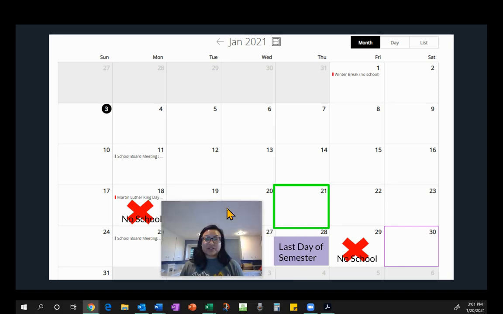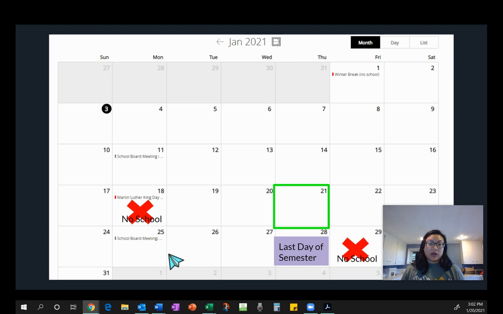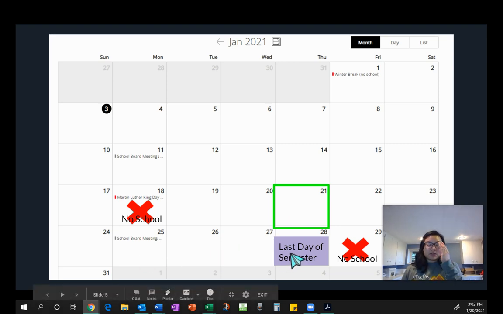Today is Thursday, the 21st. And then we're going to go over that in just a little bit tomorrow, what our schedule might look like. And then next week, we'll look more into what the last day of semester means, what second semester might look like for you, and then our schedule for the rest of the week as well.